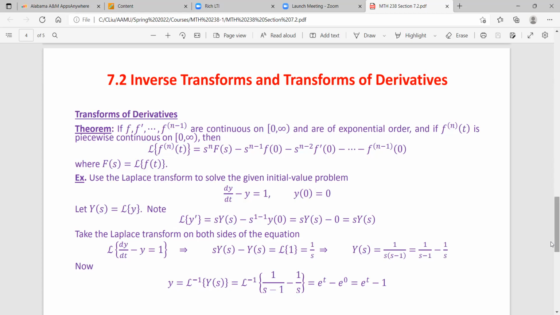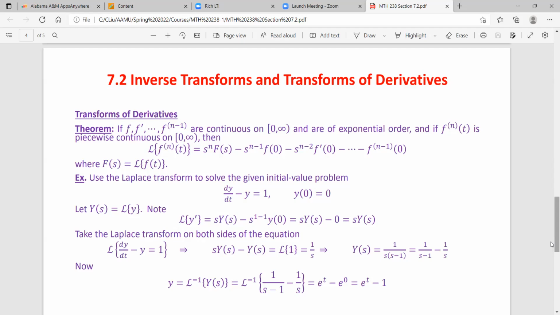And if the nth derivative of f is piecewise continuous on 0 to infinity, so for the nth derivative of f, we don't require continuous, but we do require piecewise continuous. So that means this nth derivative of f may break up into pieces, but each piece is continuous. From piece to piece, there will be some jump or discontinuity.